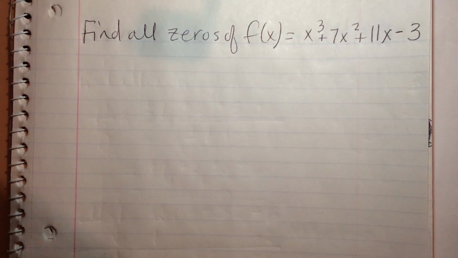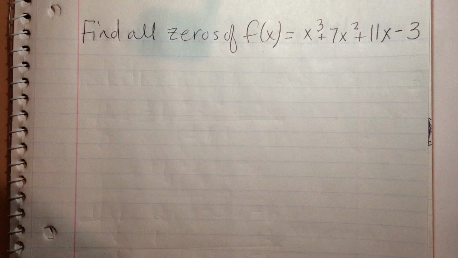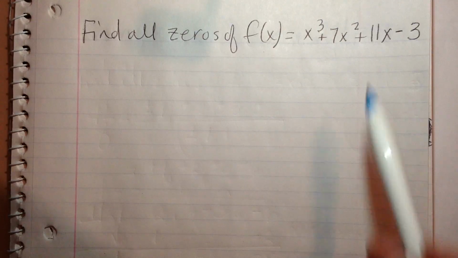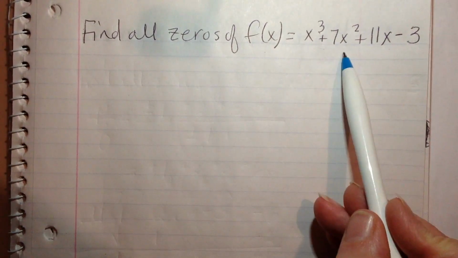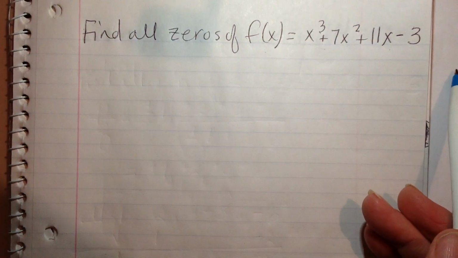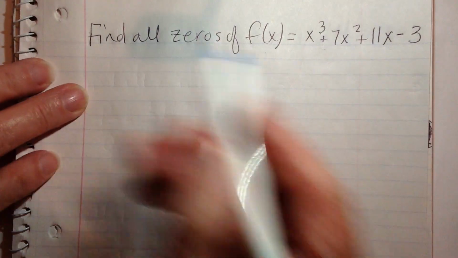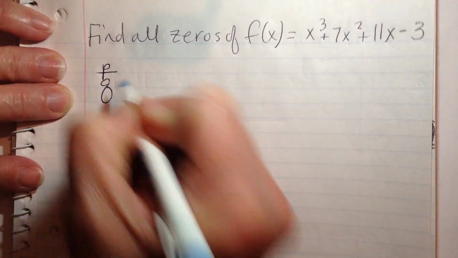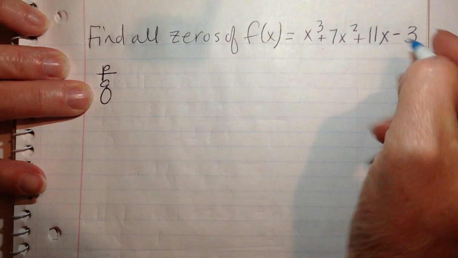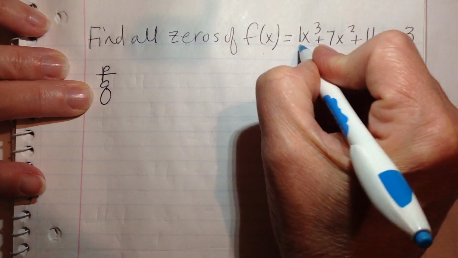Find all the zeros of f(x) = x³ + 7x² + 11x - 3. Again, if I was to try to find all the zeros, the first thing I would do would be try to factor. But if you try to factor this four-term polynomial by grouping, you could see that it will not factor. So I need to start by finding my possible rational zeros by finding my p's and dividing them by my q's. Well, p is 3 and q is 1.